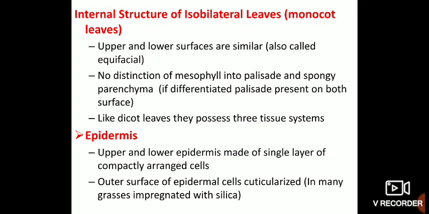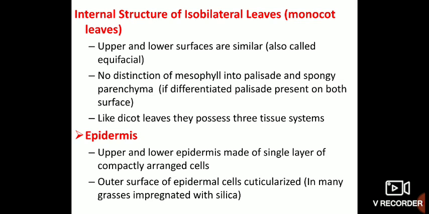Welcome back once again. Dear students, today we will talk about the anatomy of isobilateral leaves, or the leaves which are present in monocots. Isobilateral leaf is a characteristic feature of monocots. First of all, what are isobilateral leaves? Those leaves in which upper and lower surfaces are similar are known as isobilateral leaves or equifacial leaves.